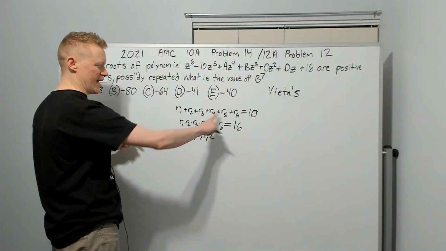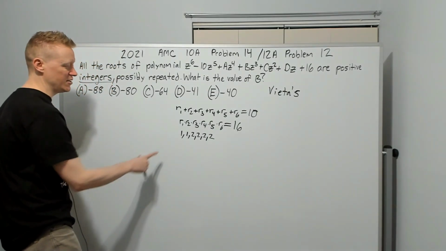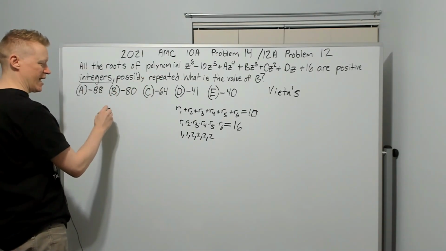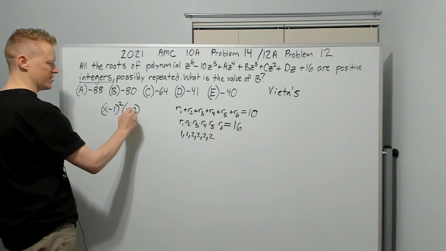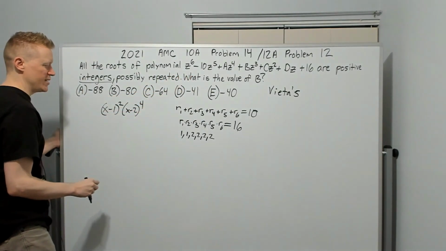Would these add up to 10? Well, I'll let you check. 8 plus 2 is 10. They definitely do, so these are the roots. So we now know we can write this. Again, I'm changing to x for my own reasons. And then x minus 2 to the 4th. That's what this polynomial represents.